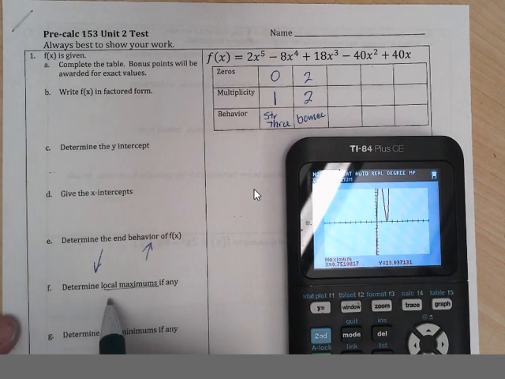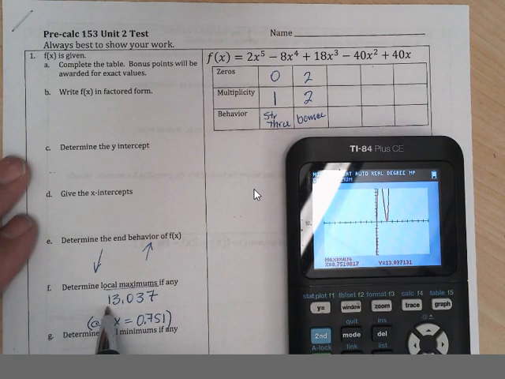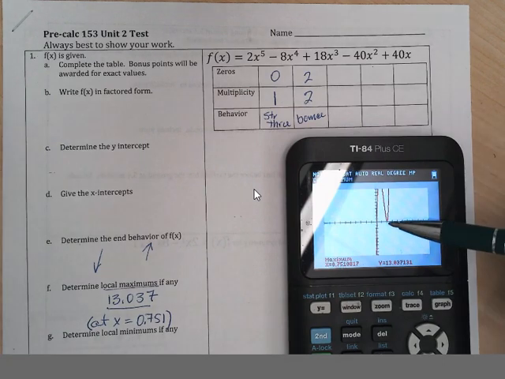13.037. And further down, I might need to know where it's at x equal 0.751. But I don't need that for the max. The maximum is just how high it is. And the local minimum is how low. And the low spot is 0 in that area.